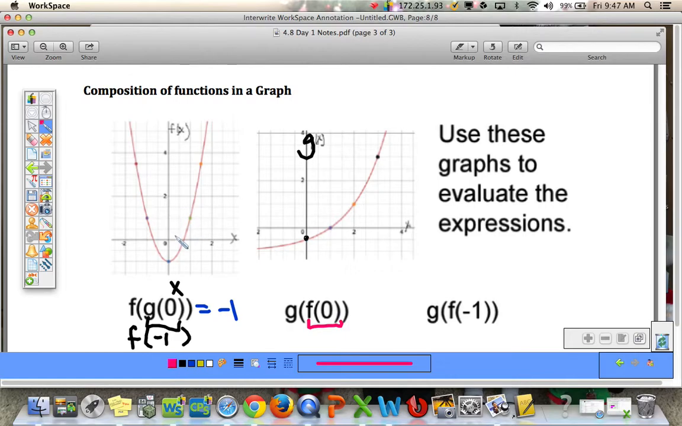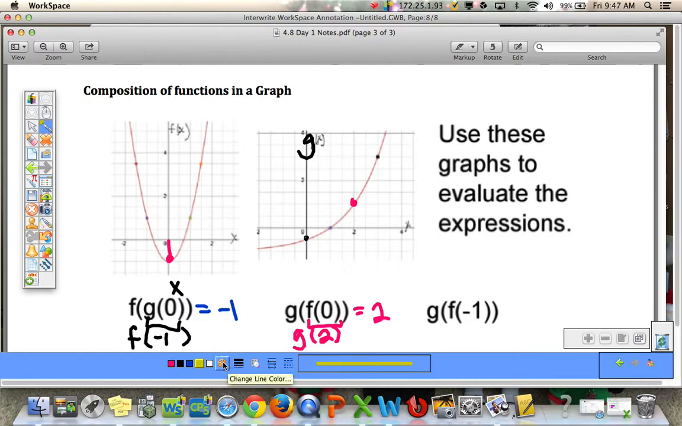Start with f of 0. So when x is 0, what's the y value? It's 2. So now we have g of 2. Look in the g function. When x is 2, what's the y value? It's also 2. So g of f of 0 is 2.